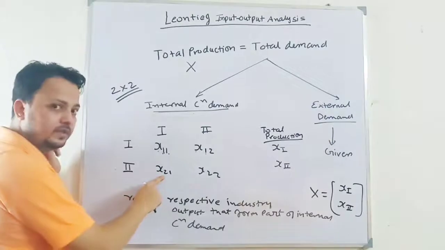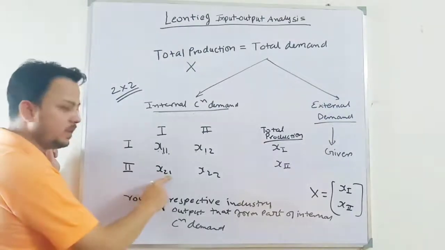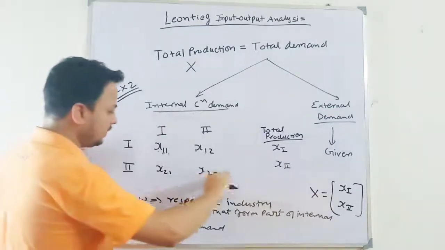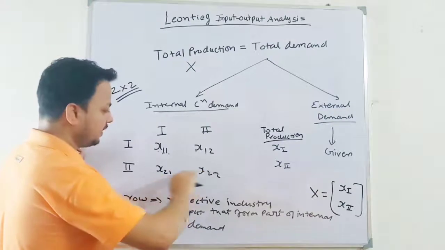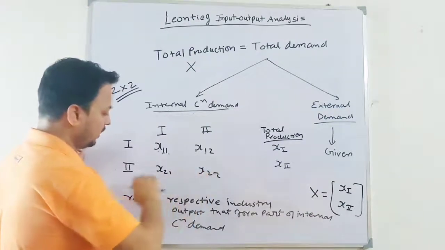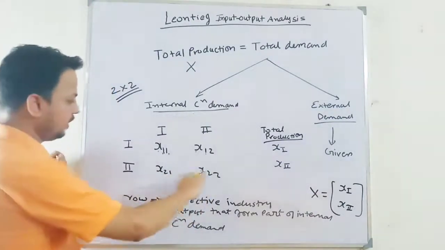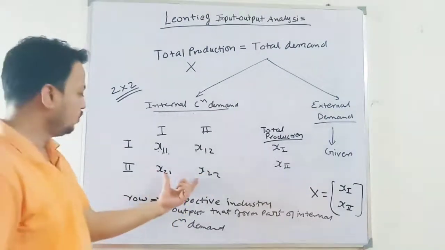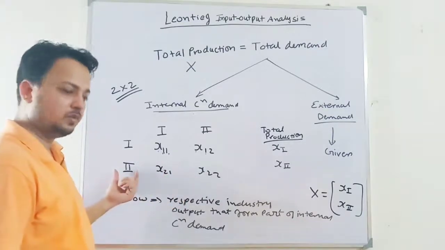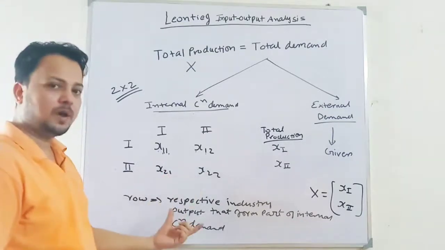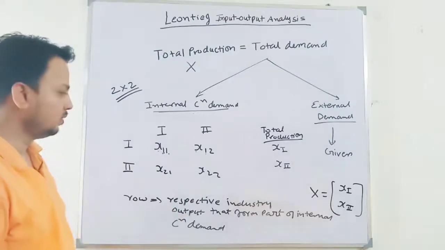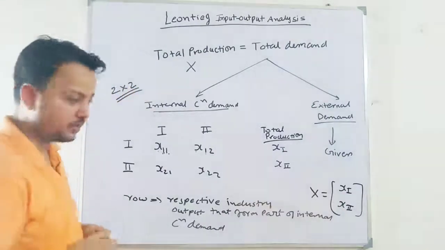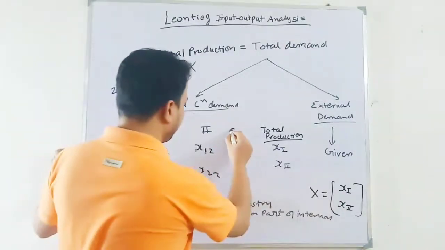Output of second industry used by first industry, output of second industry used by second industry. So these are the respective row elements of second industry, and this represents output of second industry. This output forms a part of internal consumption demand. Okay, this is clear. Now one important concept that I am going to do, then you have external demand.